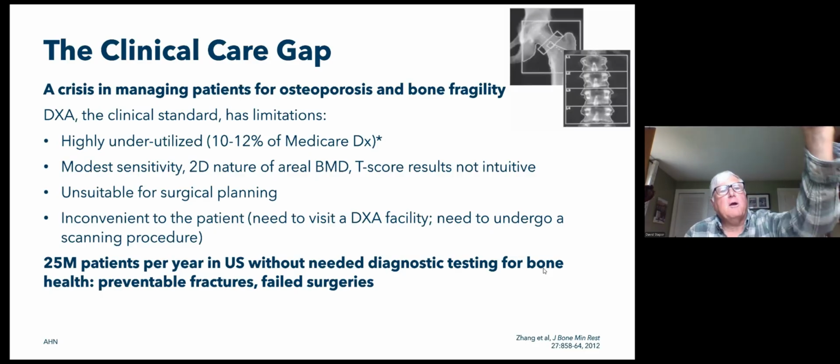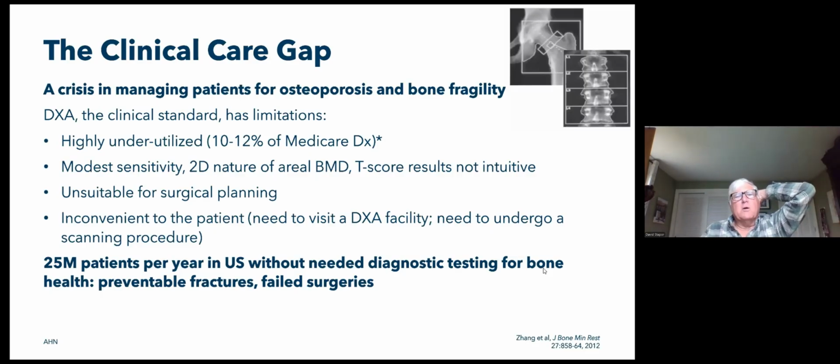So there's a clinical care gap. DEXA is highly underutilized, 10 to 12% of Medicare diagnoses. In fact, the results are still about the same. Of people that have had a significant fracture, only about 10 to 12% of them across the country get DEXA scans, and that's when you need them the most. They are approved for any woman 65 and older, any man 70 and older, and if you have risk factors, you can get them done at earlier ages.